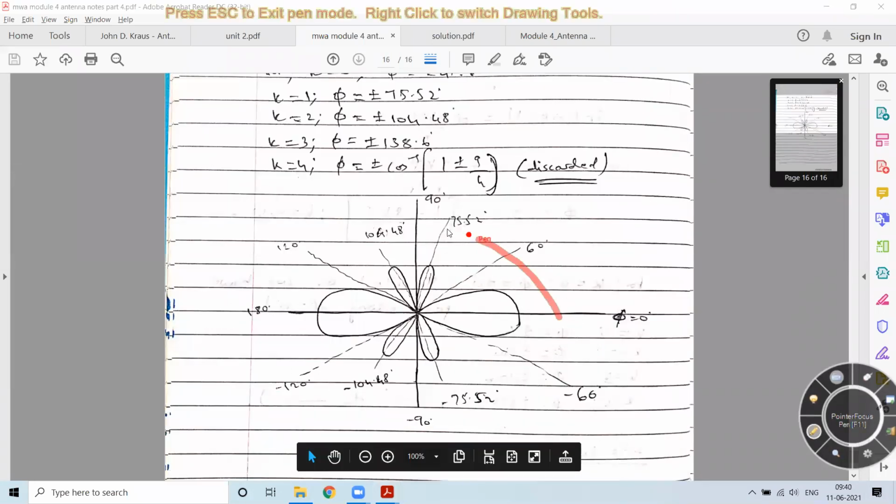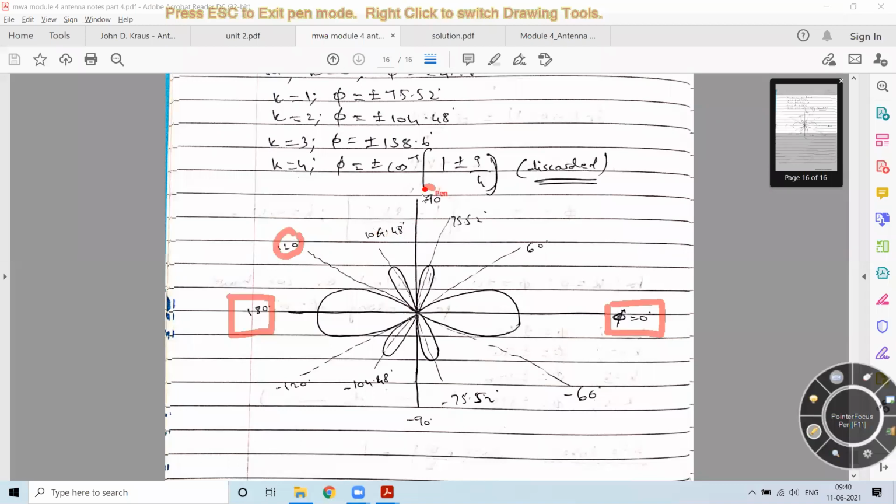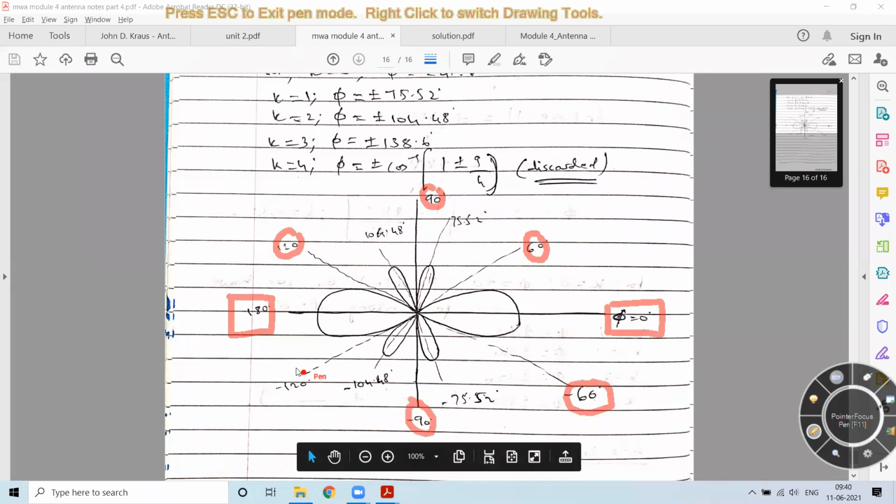So when I move in this direction at plus 90 degrees, I have a null. And when I move in the anti-clockwise direction at minus 90 degrees, I have a null value. So here you can observe that maxima is along these two directions. Then null is along these directions. Null is along these directions.